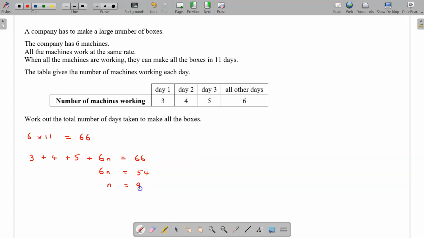Now that's my working out, and that's telling me that I need 9 more days with all machines working, plus those first 3 days on limited machines, meaning that a total of 12 days is needed. So 9 plus 3 equals 12 days. And that's the answer to the question.